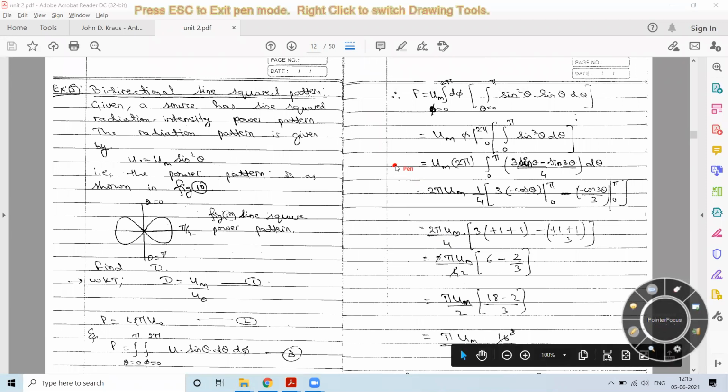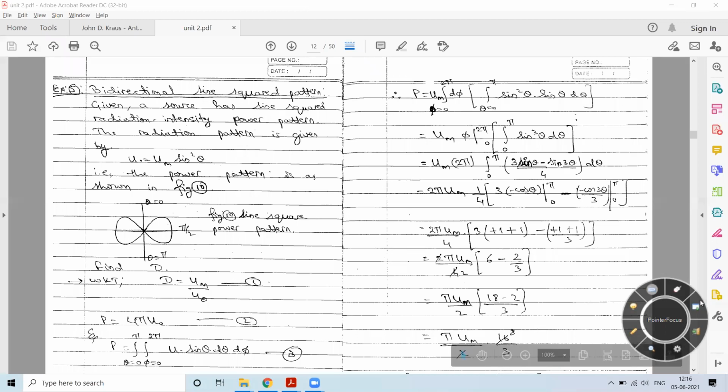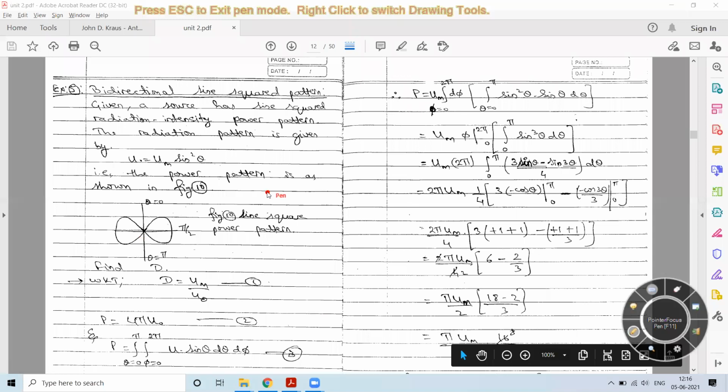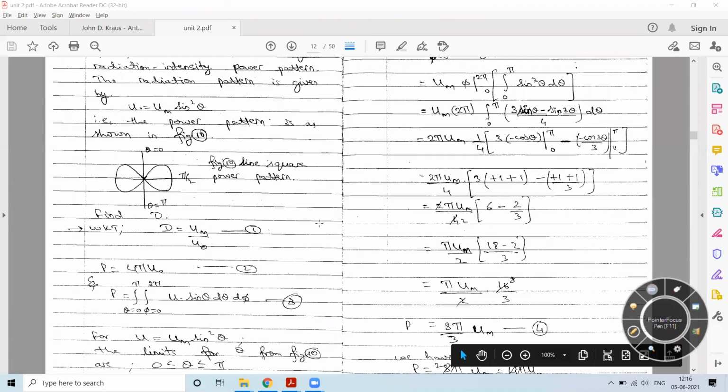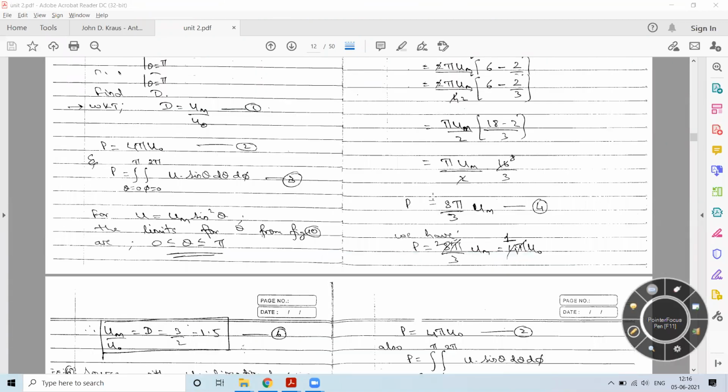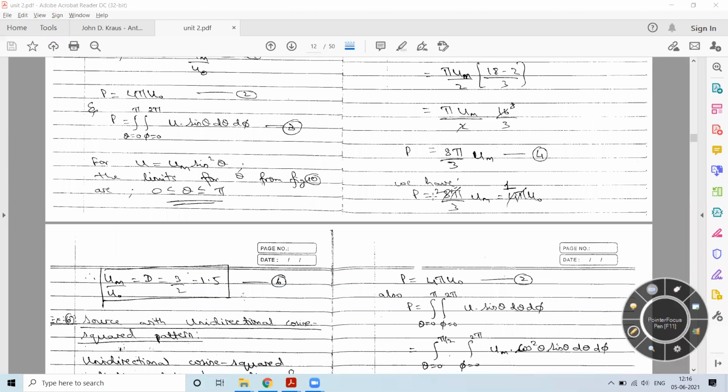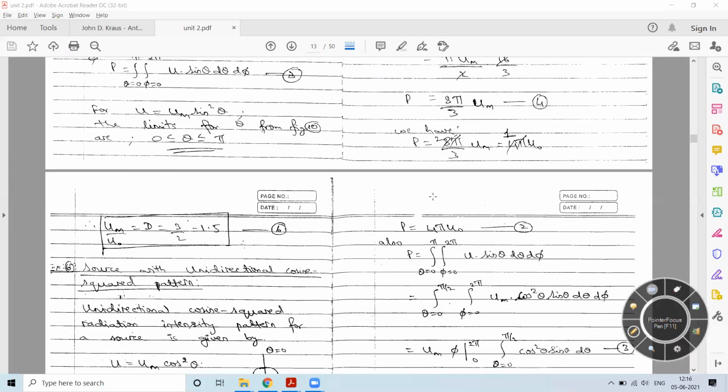So we can have different possibilities under this case. Here we have a bidirectional sine squared pattern. We can have a bidirectional cosine squared pattern, a unidirectional cosine squared pattern, so any patterns we can provide. We can have a pattern which is a combination of sine and cos. If that is the case, follow the same steps, obtain the relation U by U naught, and obtain the directivity. So these are the different possibilities which can be given.